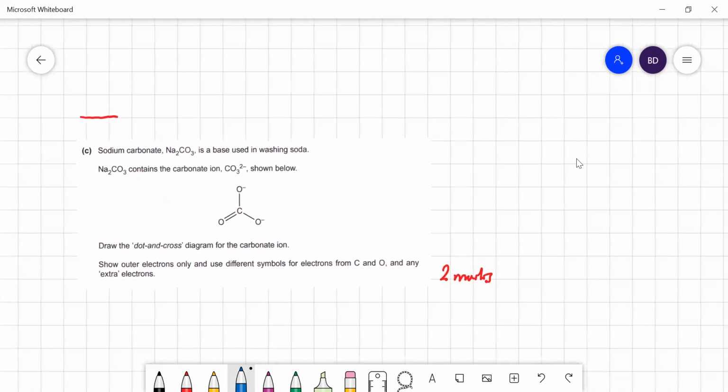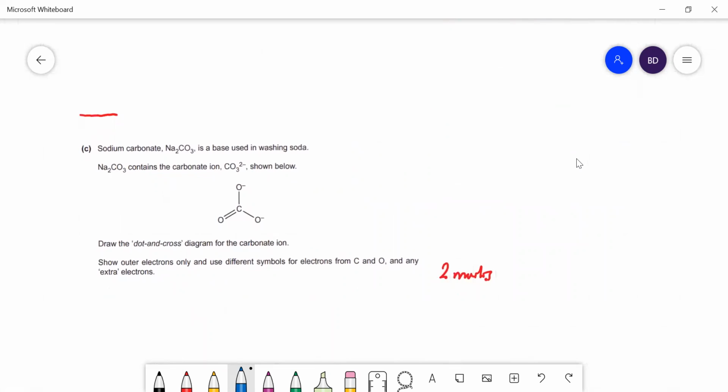Okay, sodium carbonate is a base used in washing soda. It contains the carbonate ion shown below. Draw the dot cross diagram for that. Okay.